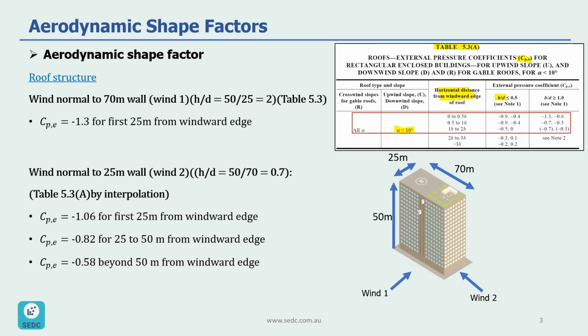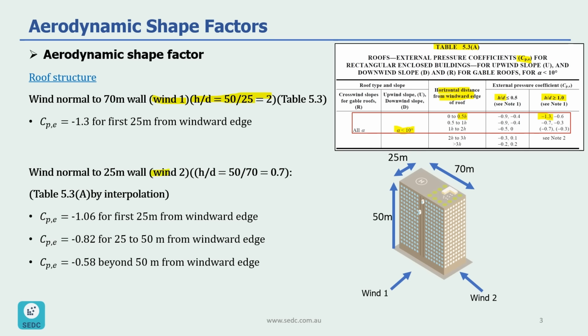So if we look at wind 1, our H would be 50 and D is 25, as explained in the previous slide. So H divided by D would be 2. And if we go back to our table, our H over D is more than 1. So we need to take the value of negative 1.3. In this special case, because half h is 25, which is equal to our d, we have only one CPE in this direction.